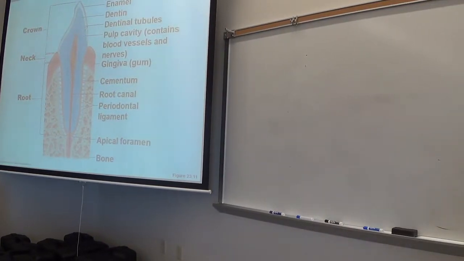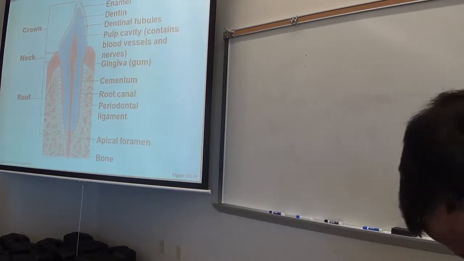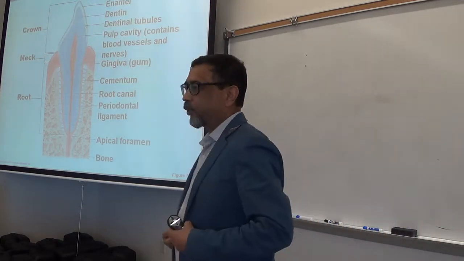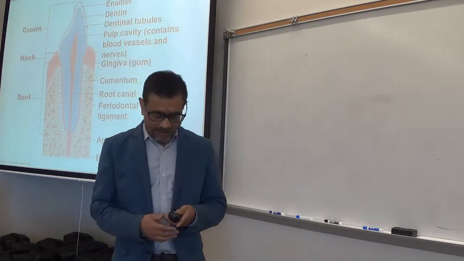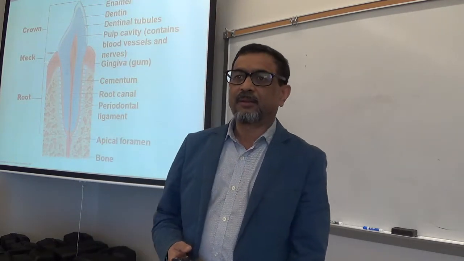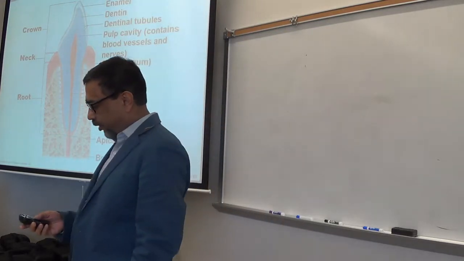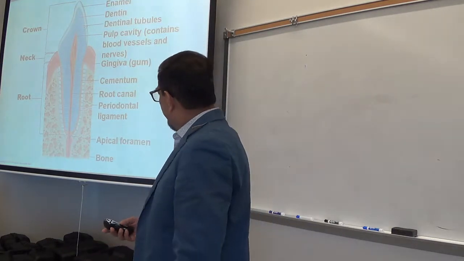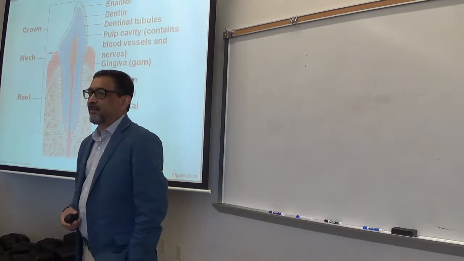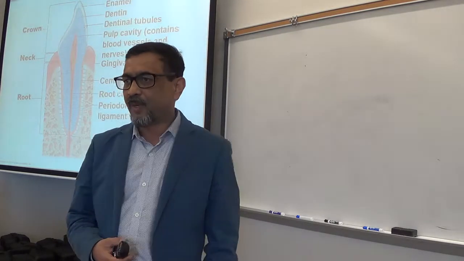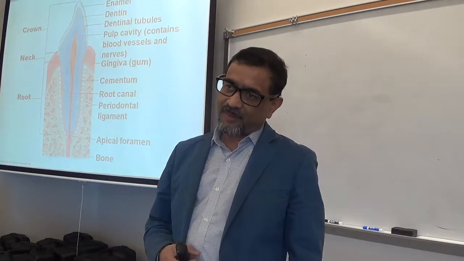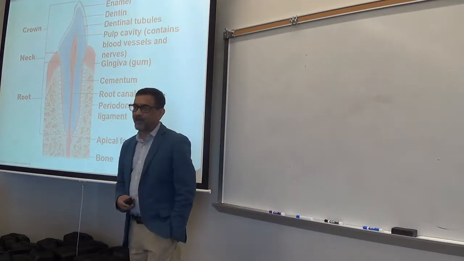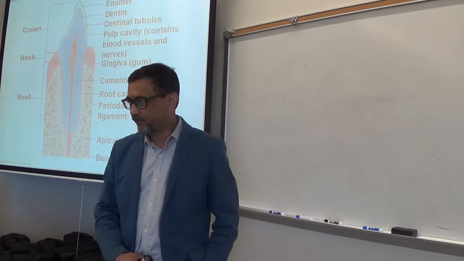So we were talking about the digestive system, and I stopped here, talking about the teeth. You know that an adult person has 32 teeth in two arches. Now if you see the parts of a tooth, it has three parts: crown, neck, and root. Those are three parts of a tooth.